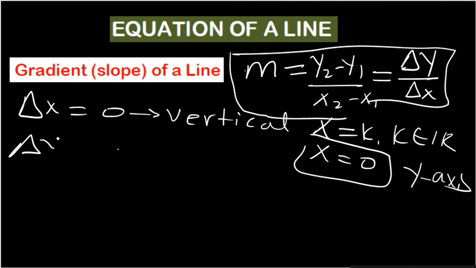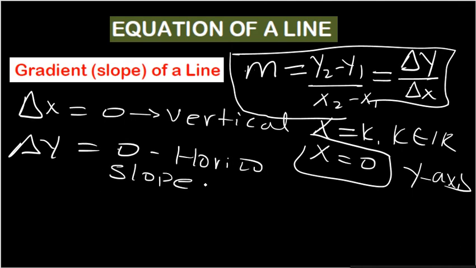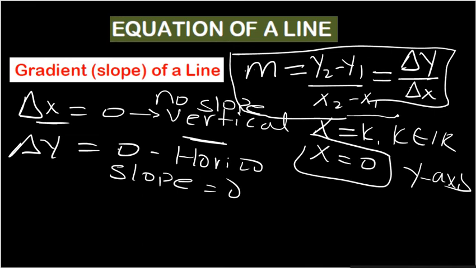But if change in y becomes 0, it's going to be a horizontal line. Horizontal line means slope 0. But a vertical line doesn't have a slope, no slope we can say, or the slope is undefined, because change in x being 0 means, as you see in the formula of slope, the denominator becomes 0, it's undefined.